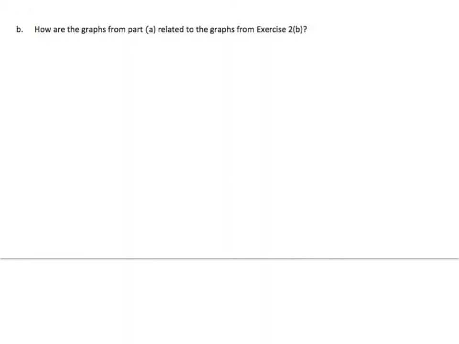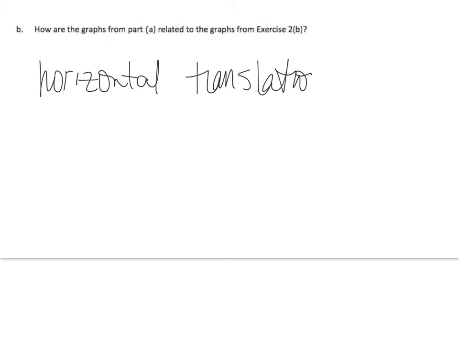B, how are the graphs from part A related to the graphs from exercise 2B? Between those two graphs, we have a horizontal shift of pi over 2 units to the right.